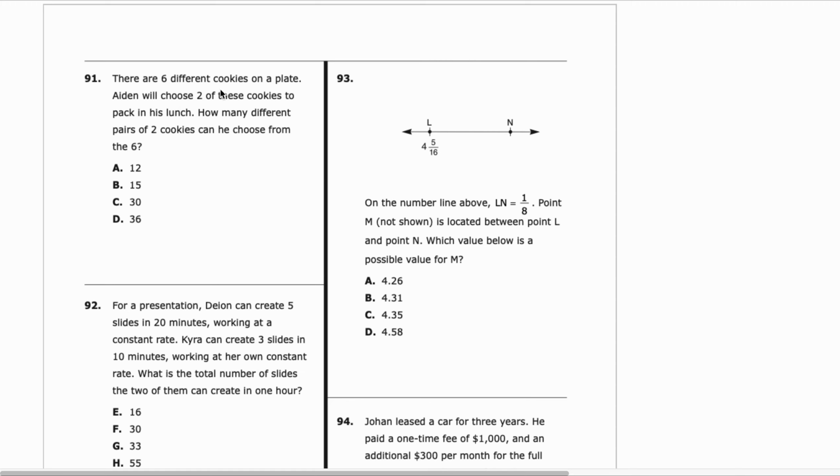So there are 6 different cookies on a plate. Aiden will choose 2 of these cookies to pack in his lunch. How many different pairs of 2 cookies can he choose from the 6?